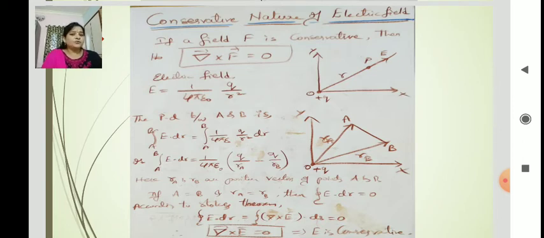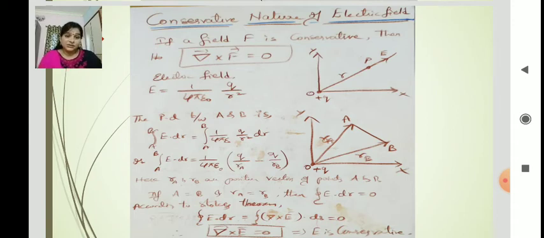So if you want to know the potential difference between A and B, which are any two arbitrary points with position vectors RA and RB, then I can say that the integration of E dot dr is nothing but the potential difference between A and B. It gives you the equation: integral from A to B of 1 by 4 pi epsilon naught q by r square dr.